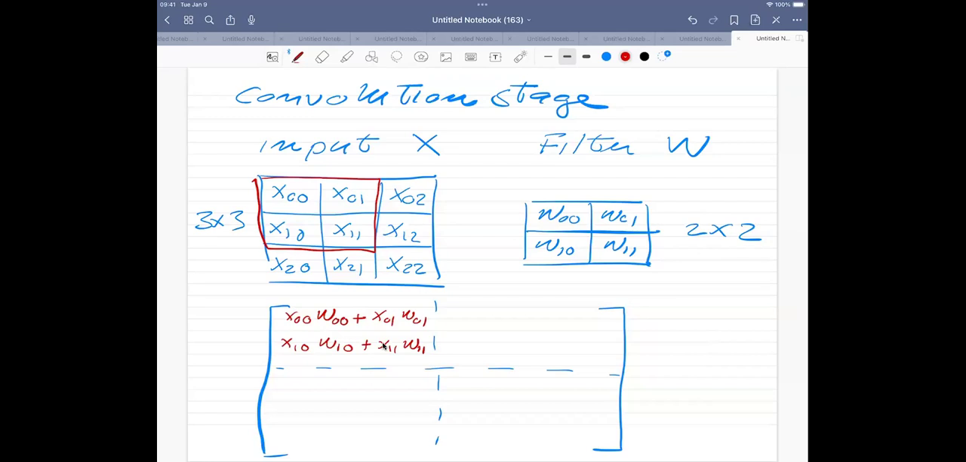But what you see now is that I am multiplying each element here with an element in the filter, and that produces a final element. So the next thing I'm going to do now is actually to move to this block. And that block is going to give me x01 multiplied with w00, plus x02 multiplied with w01. And then I have x11 multiplied with w10 plus x12 multiplied with w11.